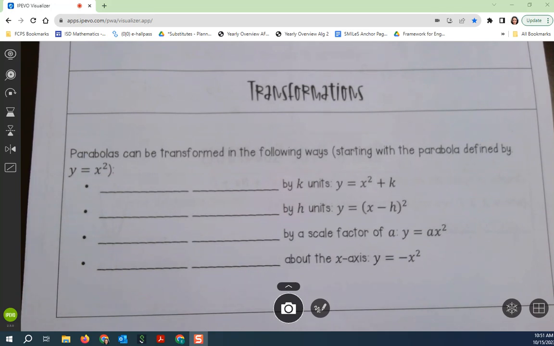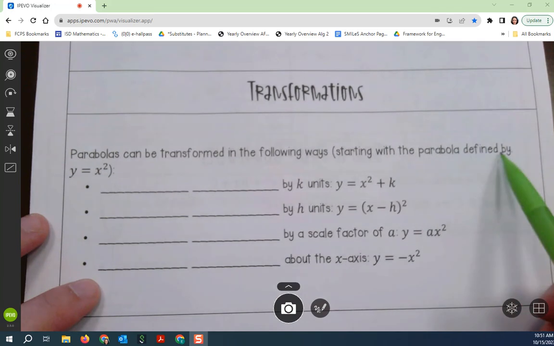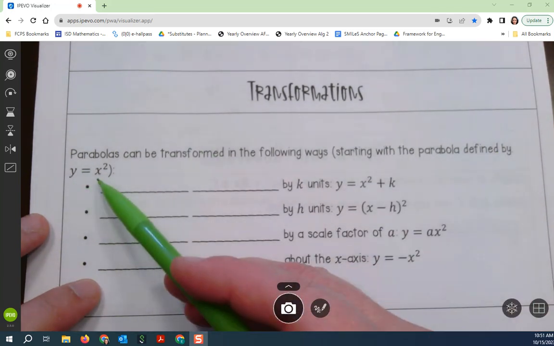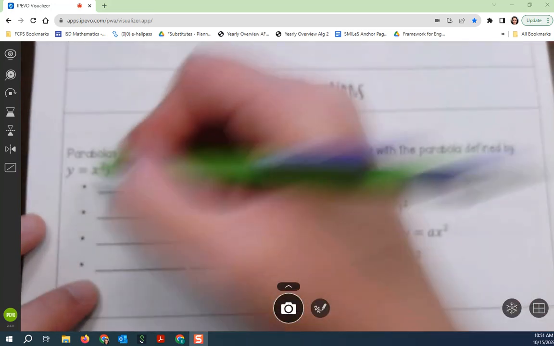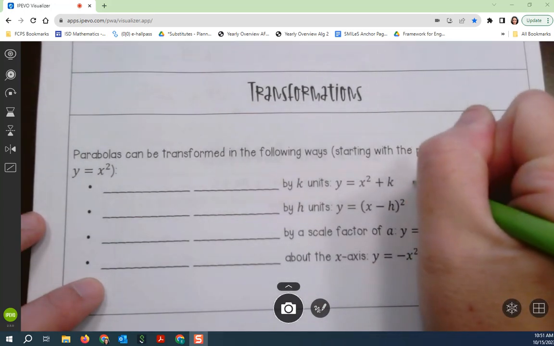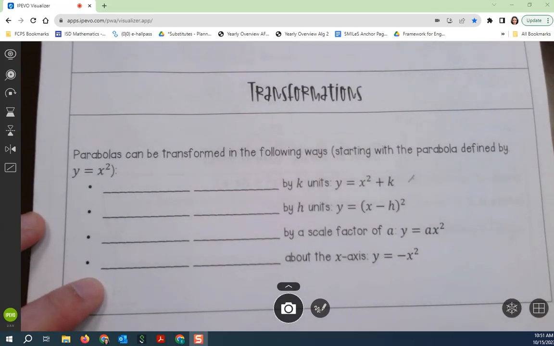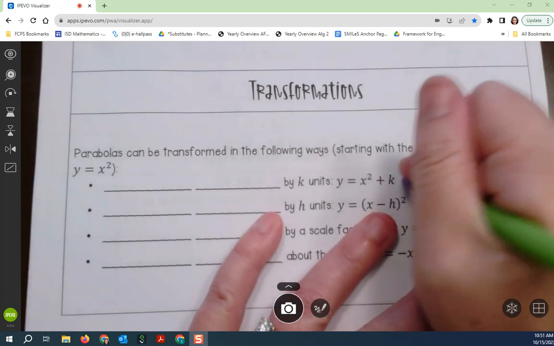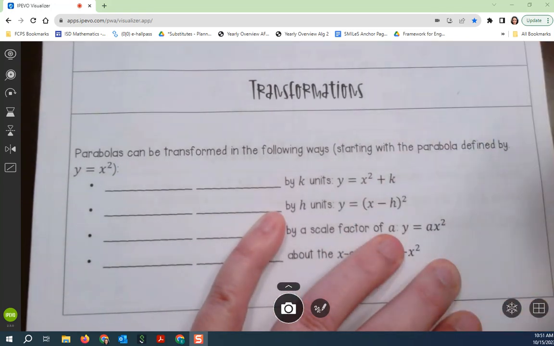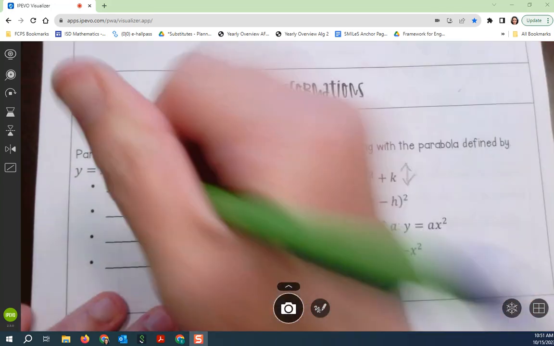Okay, so parabolas can be transformed in the following ways, starting with the parabola defined as y equals x squared. So that is your parent function there. So it can be vertically, so vertically is left and right. I'm sorry, vertically is up and down, sorry about that. So it can be vertically translated. So that would be if it's moving up or down.